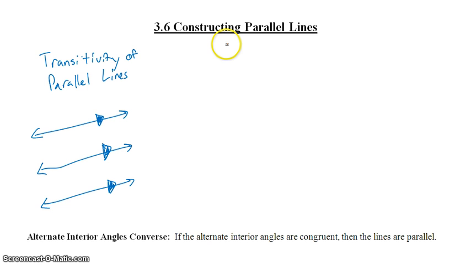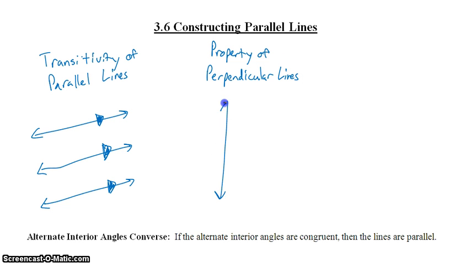A second way we proved we had parallel lines was by using the property of perpendicular lines. The property of perpendicular lines says this: if I have a line and another line that is perpendicular to the original line and a third line that is perpendicular to the original line, those two perpendicular lines will be parallel.